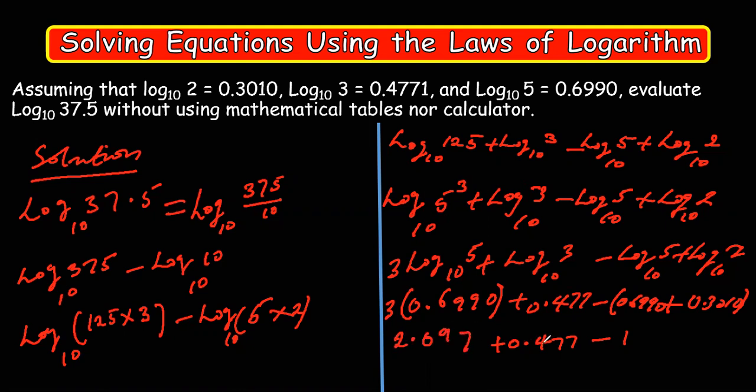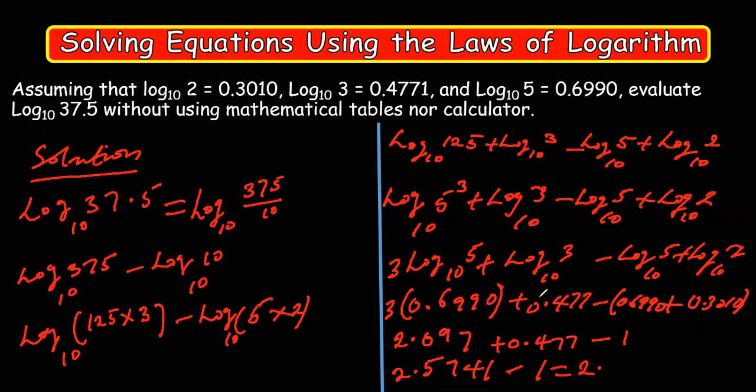2.097 plus this. So adding this to this should give us this value, 2.5741. Then we minus 1 from this one. So basically, 2.5741. We take one out from these two, so we should have 2 points.